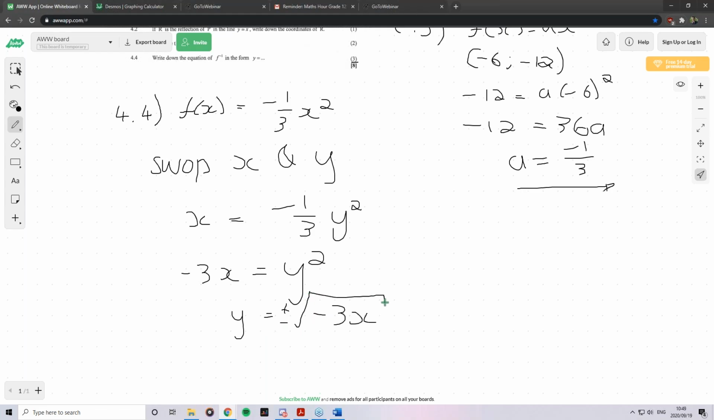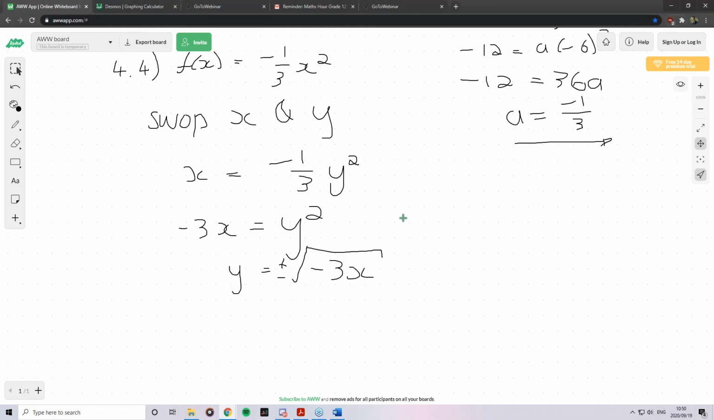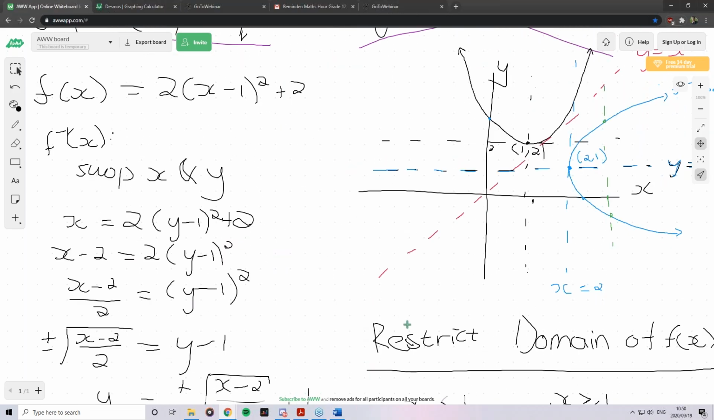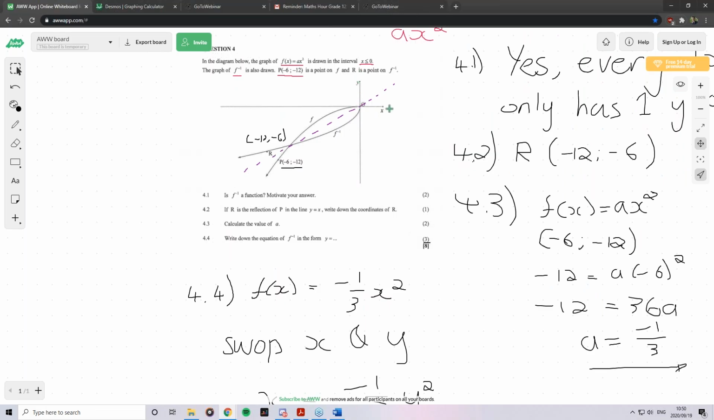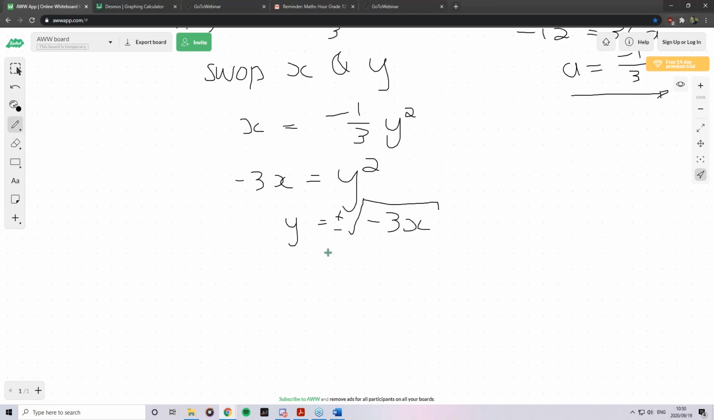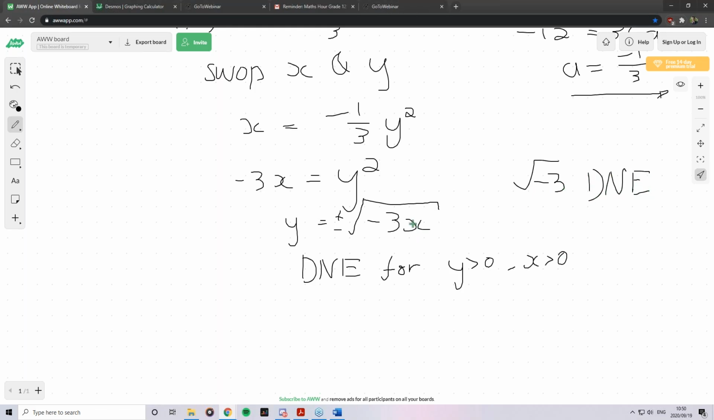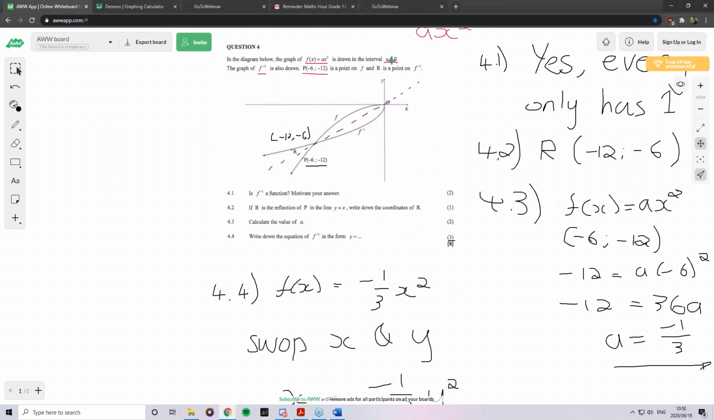But this is a bit weird, because what's the square root of a negative number? We can't really define it. And if we notice here, the function does not exist for y or x greater than 0. This function does not exist for y greater than 0, and actually also x greater than 0, because we cannot have the square root of a negative number. If x is 3, if x is 1, it doesn't work. That is why we restricted it to less than or equal to 0.